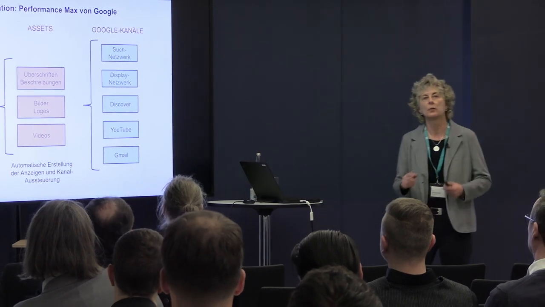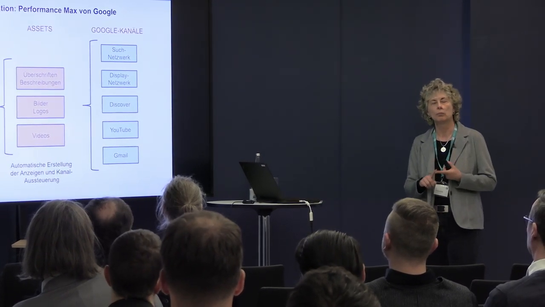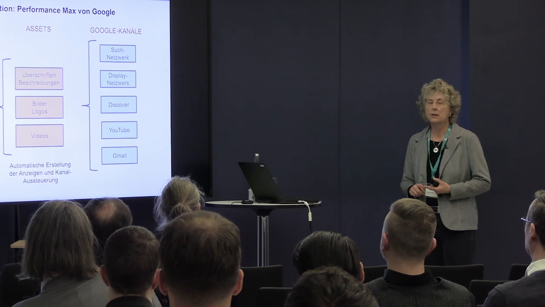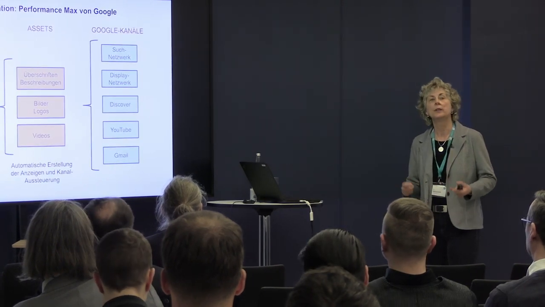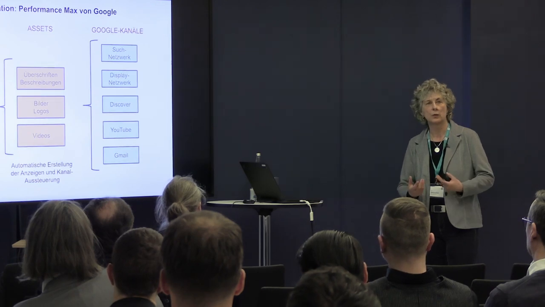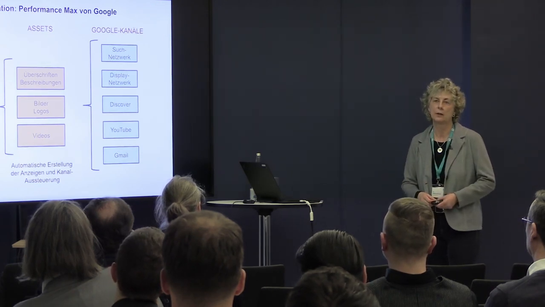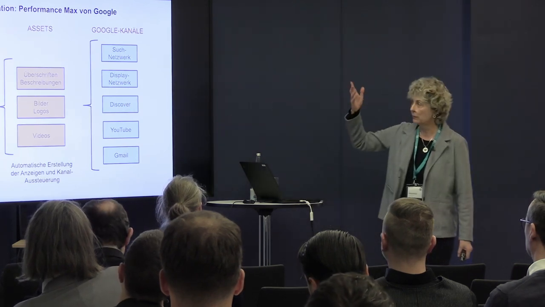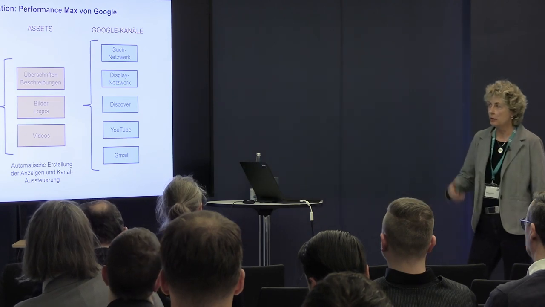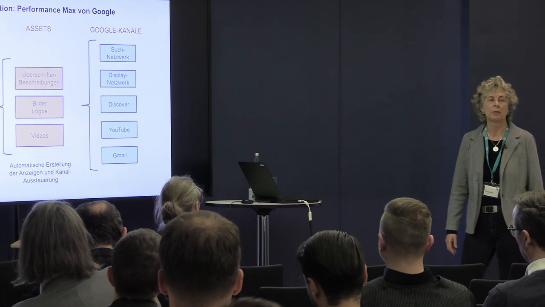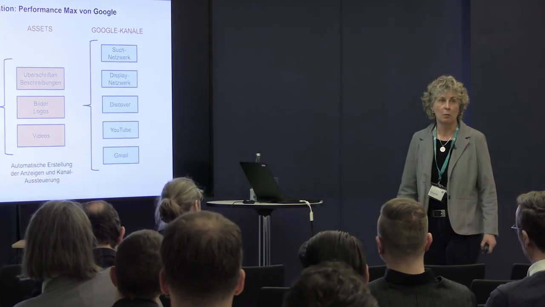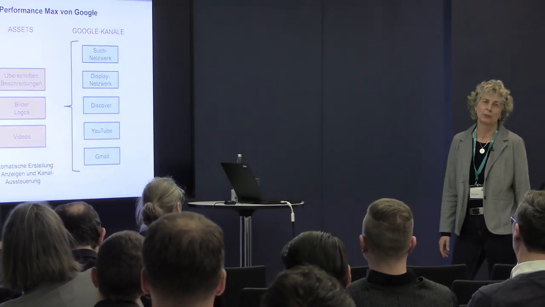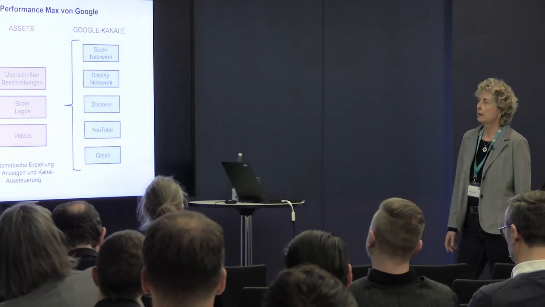They simply enter individual elements into the platform, so texts of various lengths, long texts, short texts, headings, then all of the logos in different formats, images, and even videos. And Google then automatically generates the advertising materials for the individual channels and also takes over the control. Important to know is that videos can also be entered, because otherwise Google will generate these videos automatically, and this is probably not necessarily the result you would like to see.